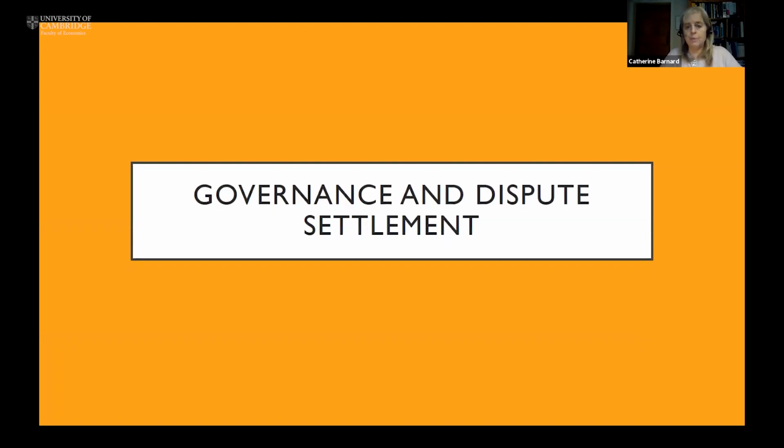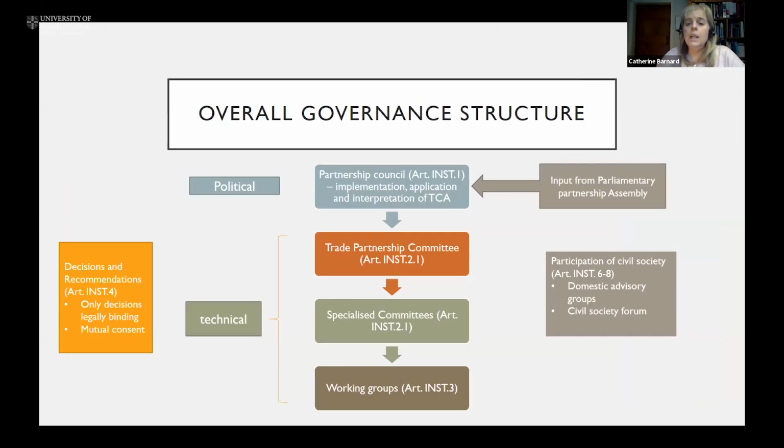What I do want to say something about is governance and dispute settlement, and that's the bit across the top and the bit across the bottom. Now, I simplify in this diagram, but what I want you to see is that the way the governance structure works is as follows. There is a Partnership Council which operates at the top of the tree, and that is a political body. For those of you who have been following anything about the withdrawal agreement, that's the divorce text, and the Northern Ireland Protocol in particular, there was a joint committee there. The Partnership Council does the same thing.